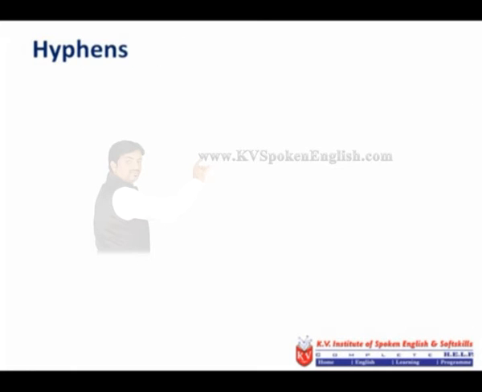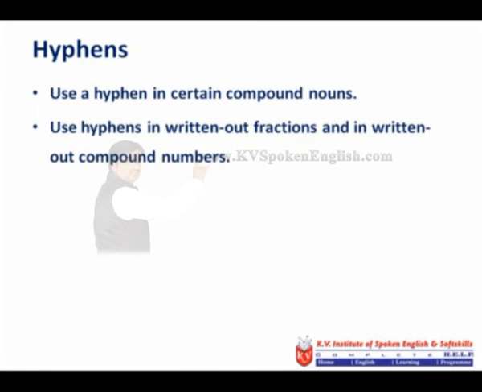Let's see our next topic, hyphens. A hyphen is smaller than a dash. It is used to show a break in words. Traditionally, a hyphen was used to show a word break at the end of a line. However, modern computer software has virtually eliminated this use of hyphen. You need to use hyphens in compound nouns such as nowadays, great-grandmother, pea-sized, and also you need to use hyphens in written out fractions and in written out compound numbers such as twenty-one, one-half, fifty-five.